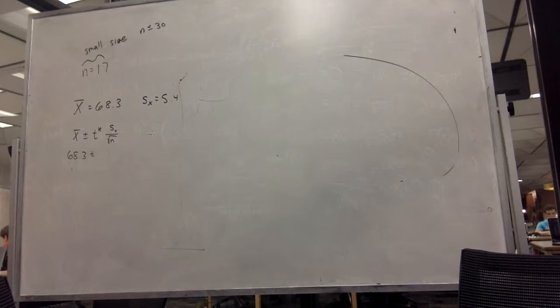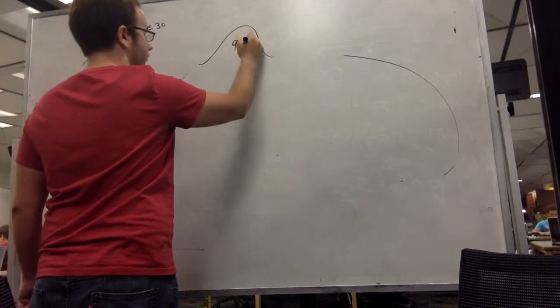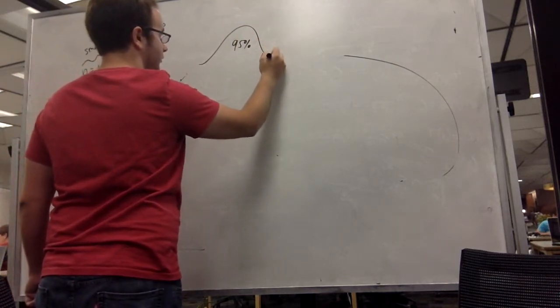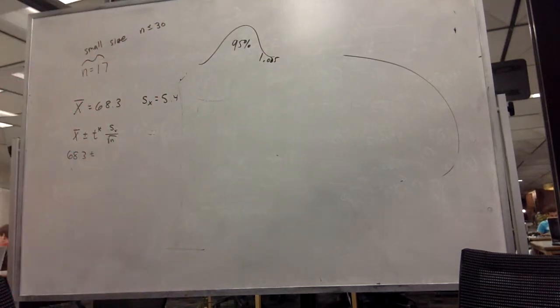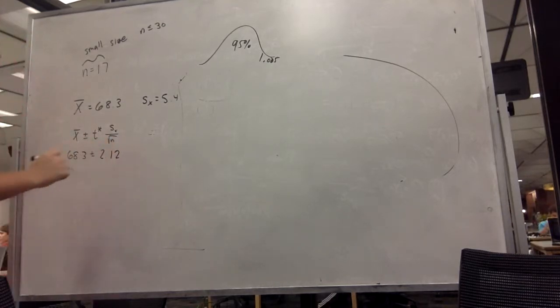Be careful, you need to make sure you're in the right tail here. That's just the right-hand tail. If you're looking for a 95% confidence interval, you're looking for 0.025 in each tail. So that corresponds to 2.120. Confidence is always 1 minus alpha.